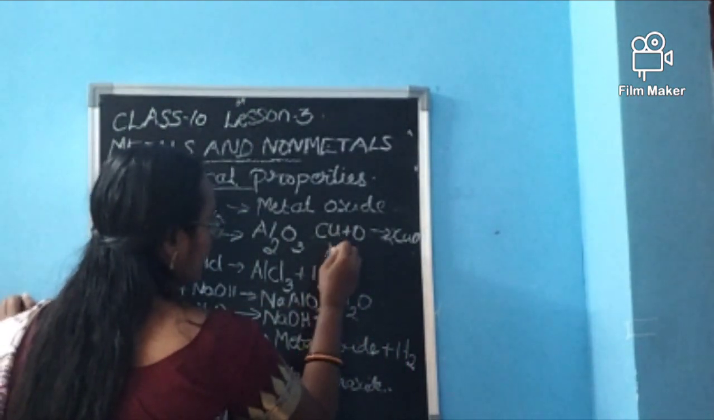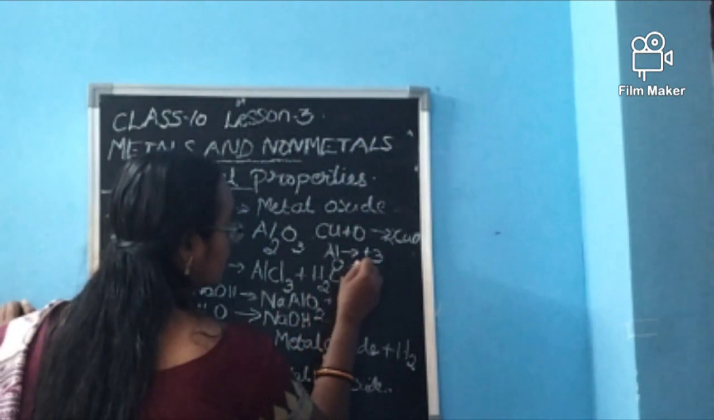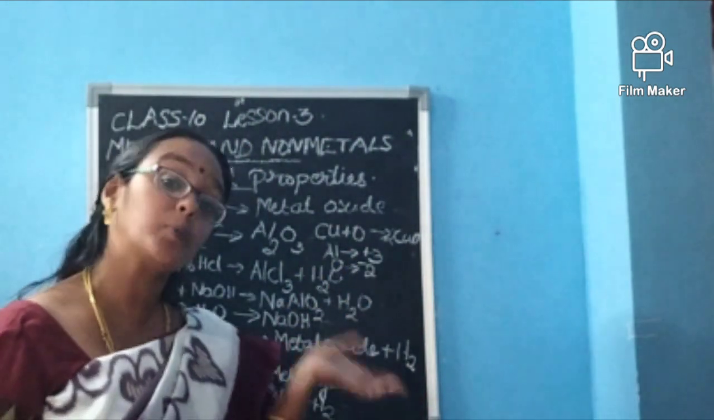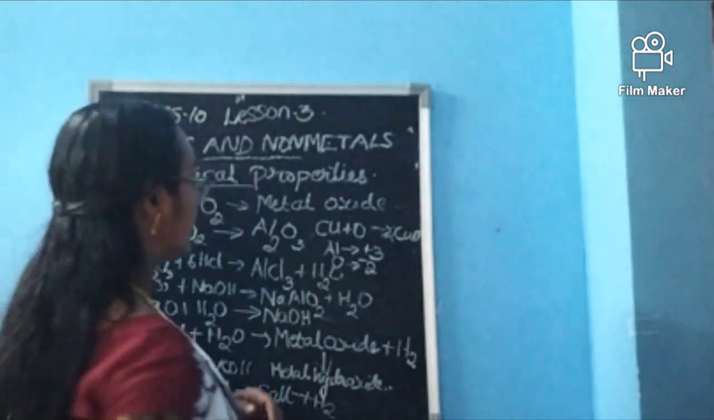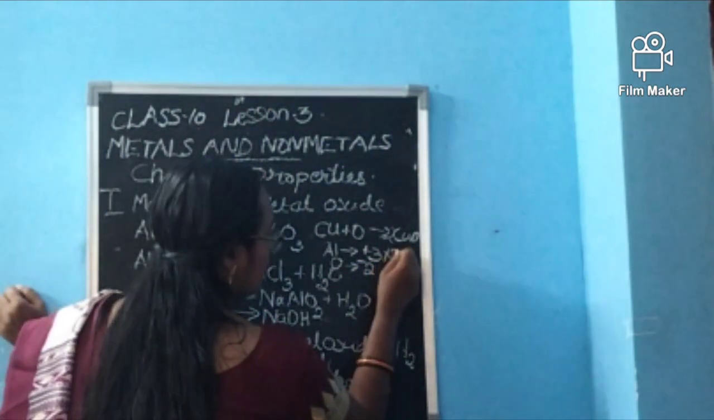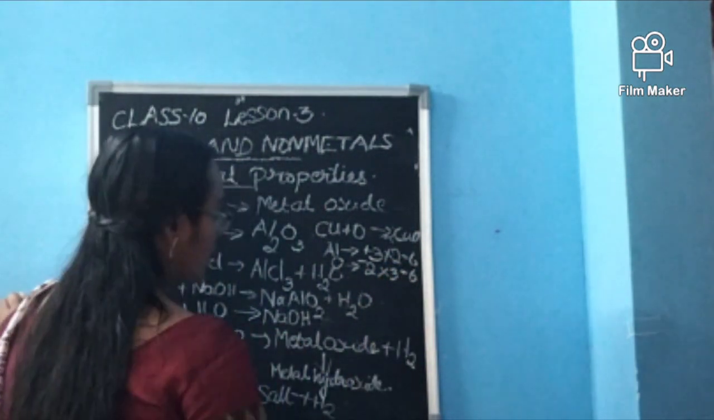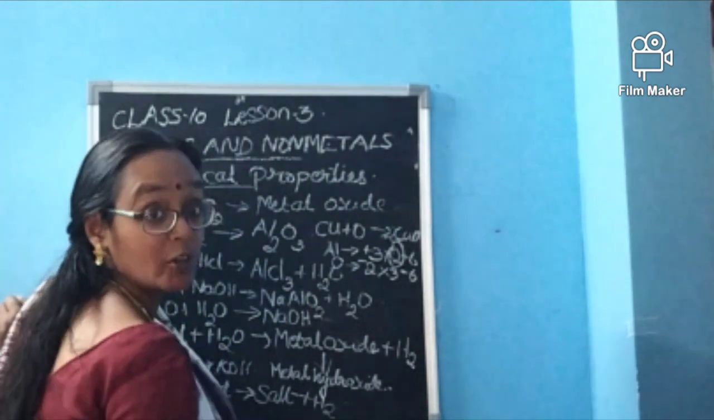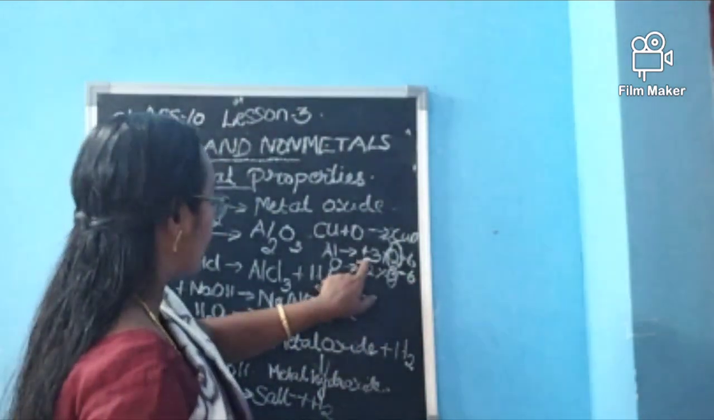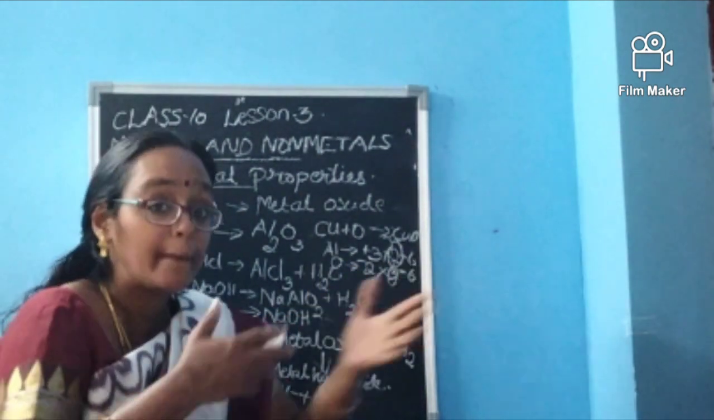Al is in the +3 oxidation state. Oxygen can take 2 electrons, that is -2. So how many aluminium should be there for the oxygen to be compensated? We need some maths. +3 into 2 is equal to 6. -2 into 3 is 6. So this is the number of aluminium, and this is the number of oxygen. Otherwise it will not balance. If +3 is multiplied by 3, we will get +9, and oxygen multiplied by 3 gives 6. The number should be proper.